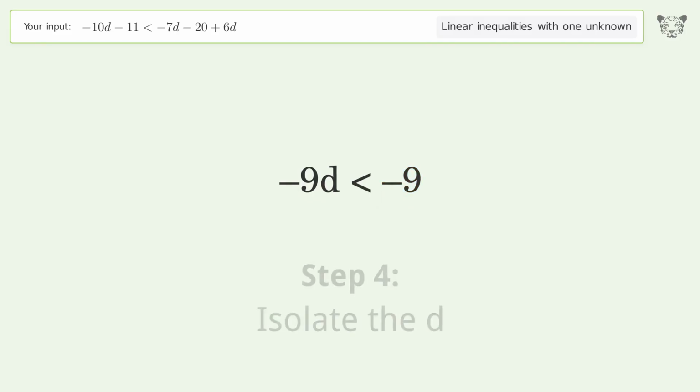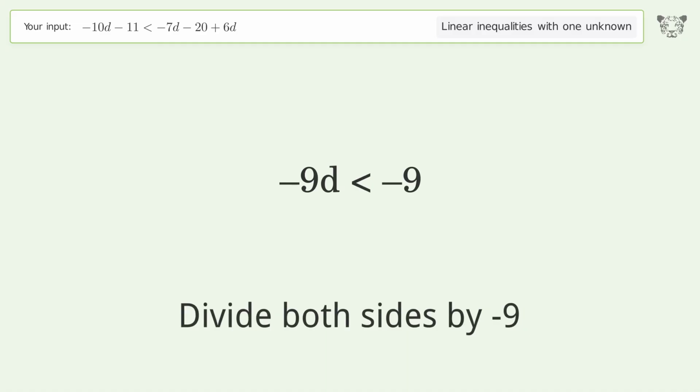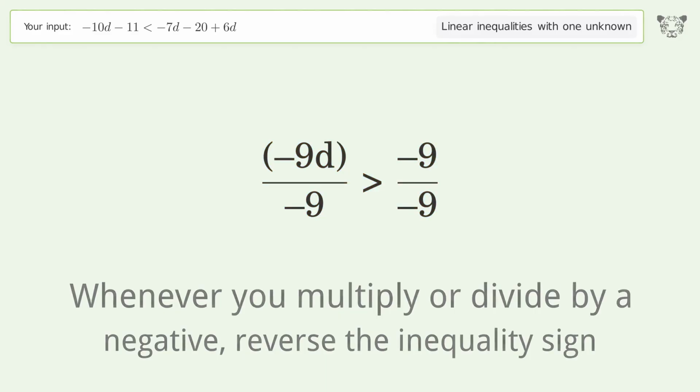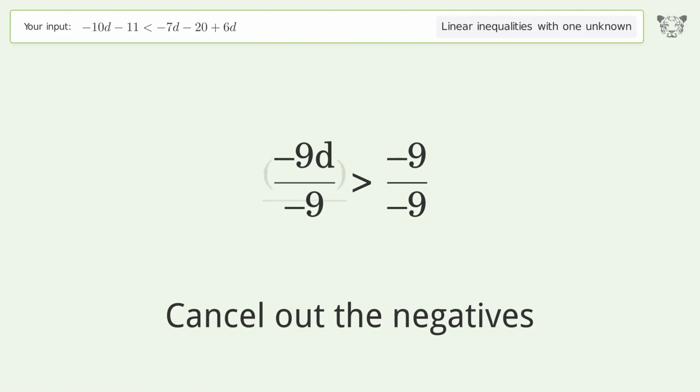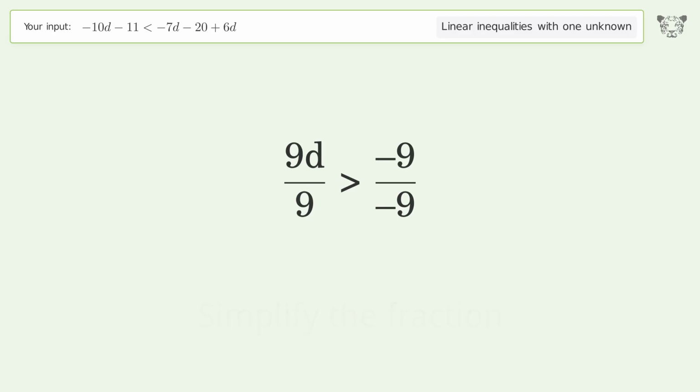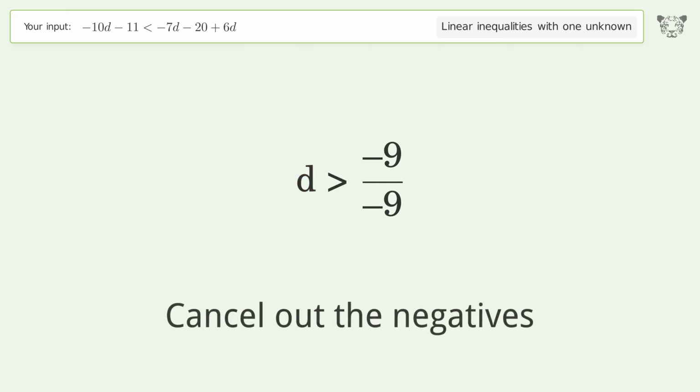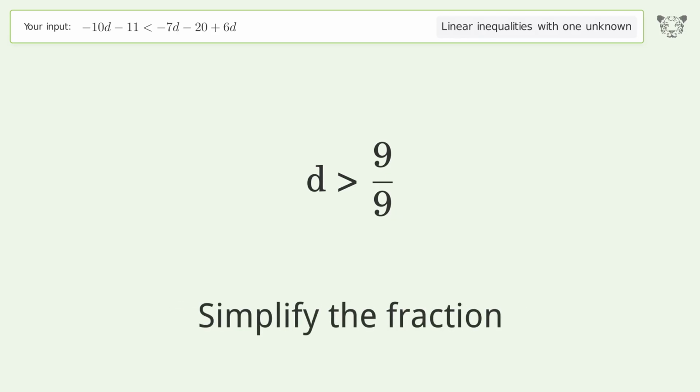Isolate the d. Divide both sides by -9. Whenever you multiply or divide by a negative, reverse the inequality sign. Cancel out the negatives. Simplify the fraction. Cancel out the negatives. Simplify the fraction.